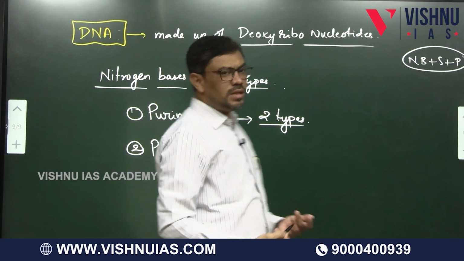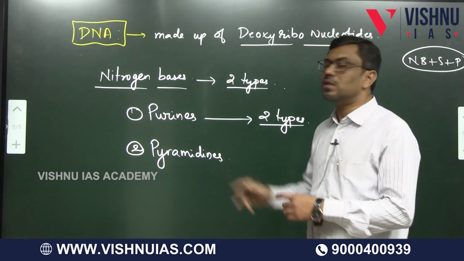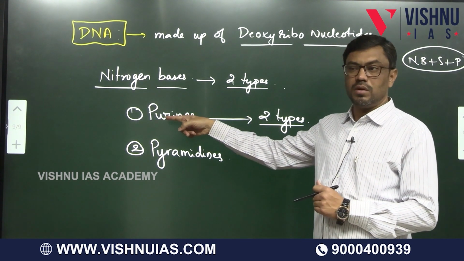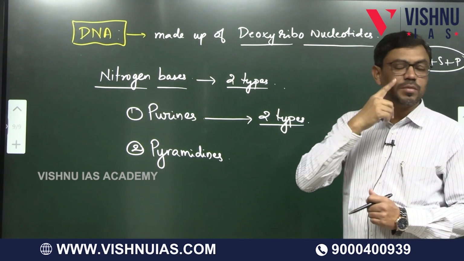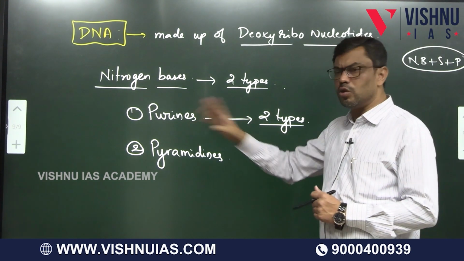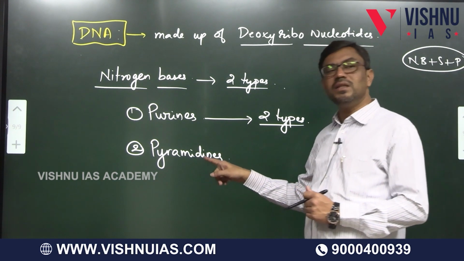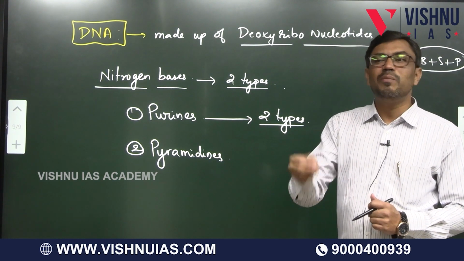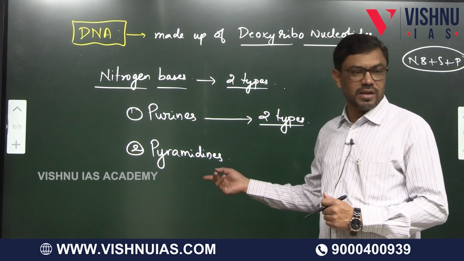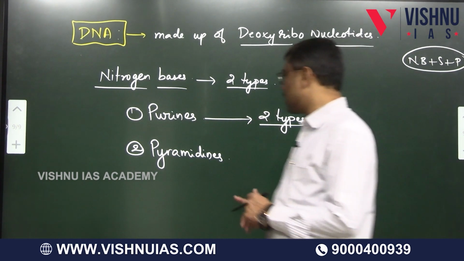Why are they called purines? They resemble the structure of a substance called purone. That's why they are called purines. You don't need that one, it is just for your understanding. And pyrimidines, why are they called pyrimidines? They resemble a compound called pyrone. That's why they are called pyrimidines. Is it clear?